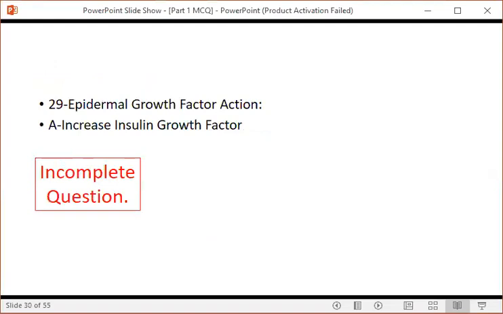Epidermal growth factor action: increase insulin growth factor? I don't know, this is an incomplete question. But epidermal growth factor plays an important role in controlling normal cell growth, apoptosis and other cellular functions. Activation of the receptor is also important for the innate immune response in human skin. Okay? So it controls growth and apoptosis, which is programmed cell death, and some cellular functions, and plays a very important role in the innate immune response in human skin. Okay? Let's go to the next.